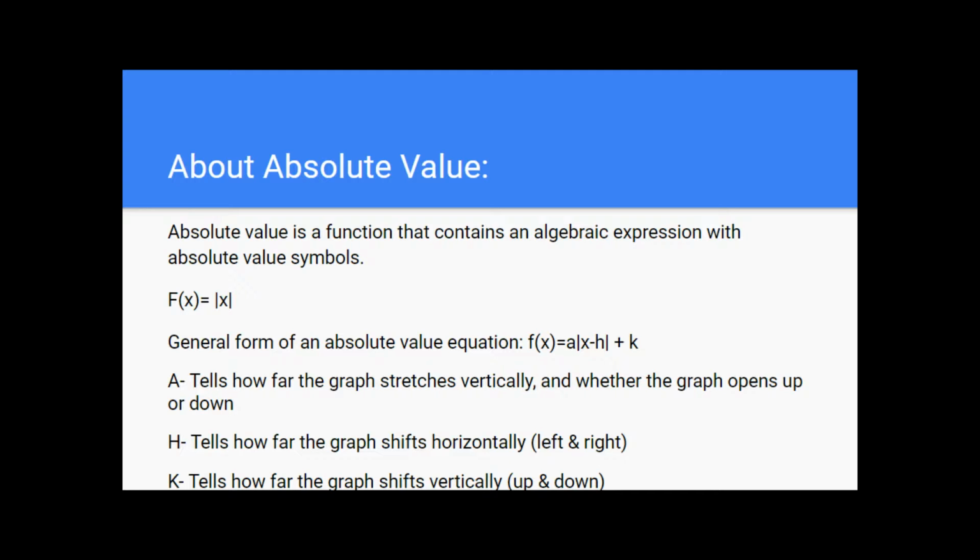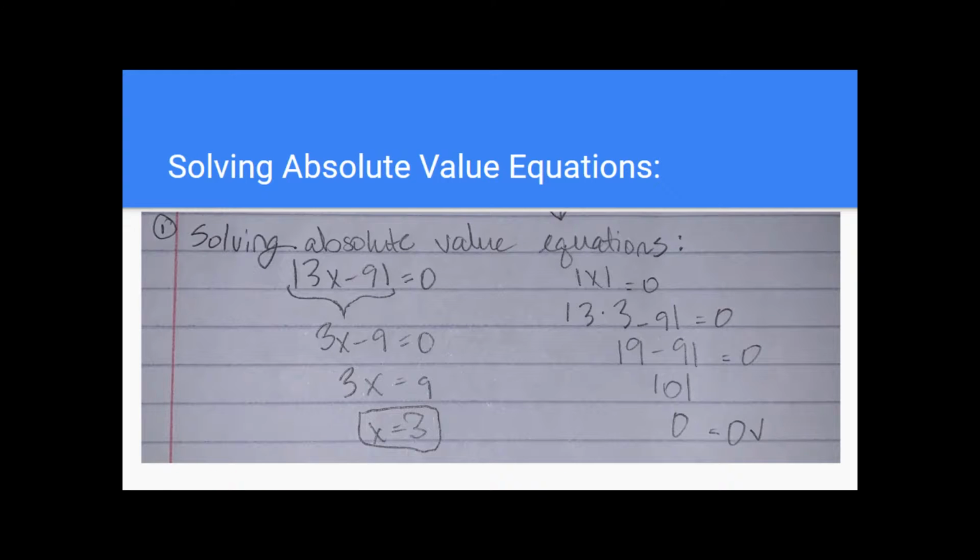And the general form of an absolute value equation is f of x equals a times the absolute value of x minus h, plus k. The a tells how far the graph stretches vertically and whether the graph opens up or down. H tells how far the graph shifts horizontally, left and right. And k tells how far the graph shifts vertically, up and down.